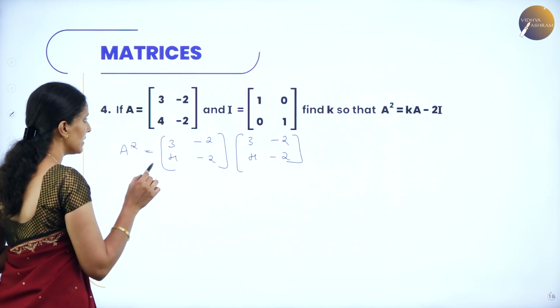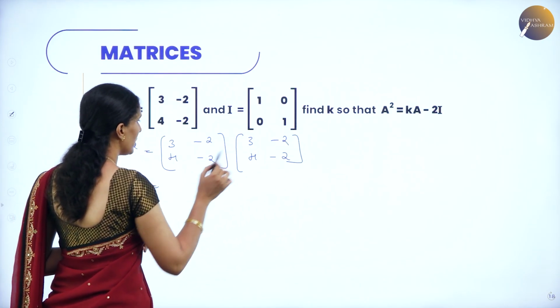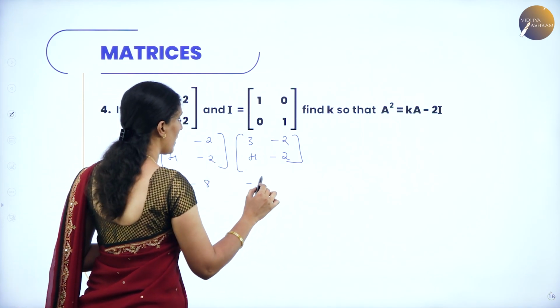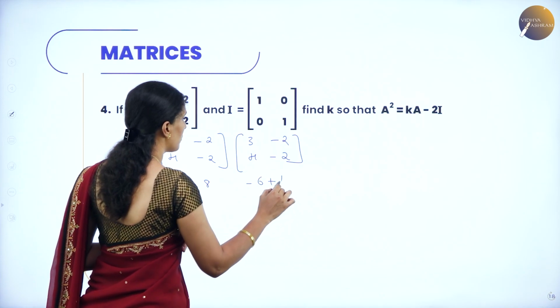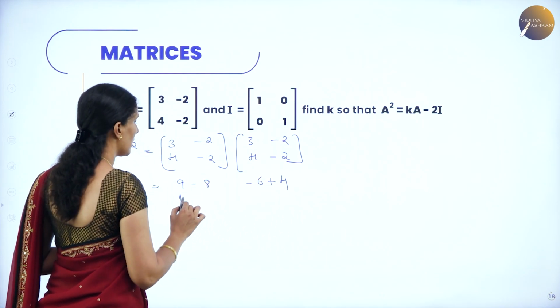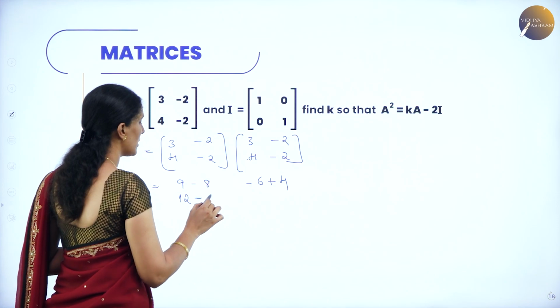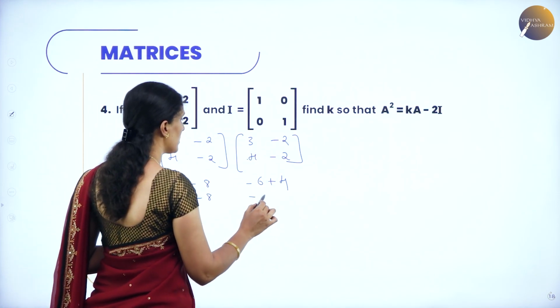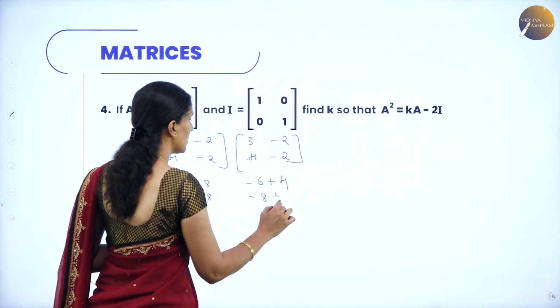So let's multiply this. So here we get 3 3s are 9 minus 8. Next 3 minus 2 minus 6 plus 4. Next 4 3s are 12 minus 2 4s are 8. Next again we have 4 into minus 2 is minus 8 and here it is plus 4.